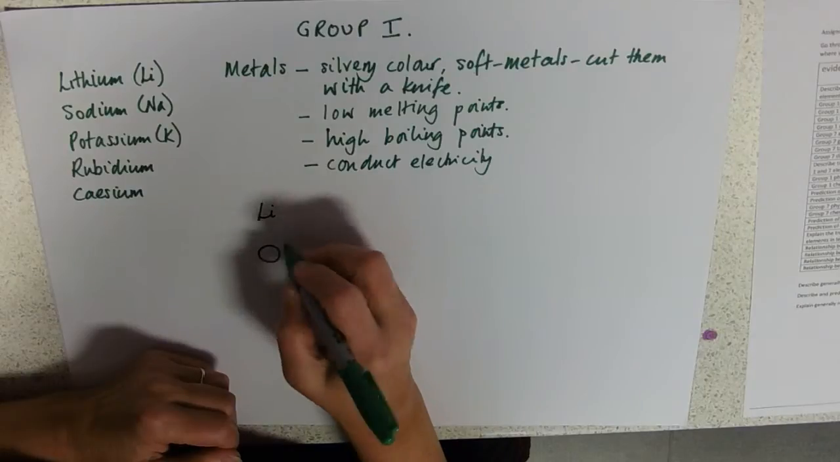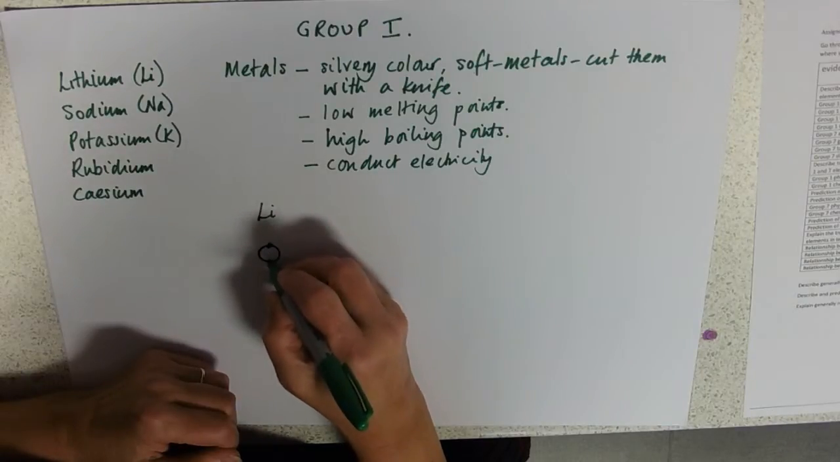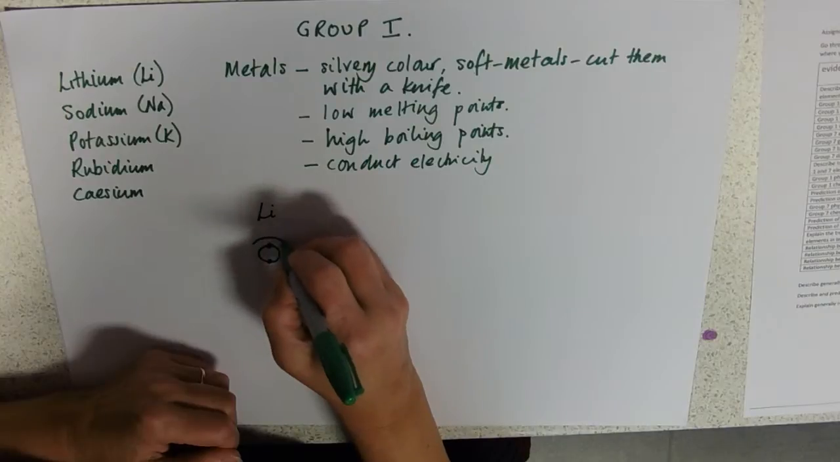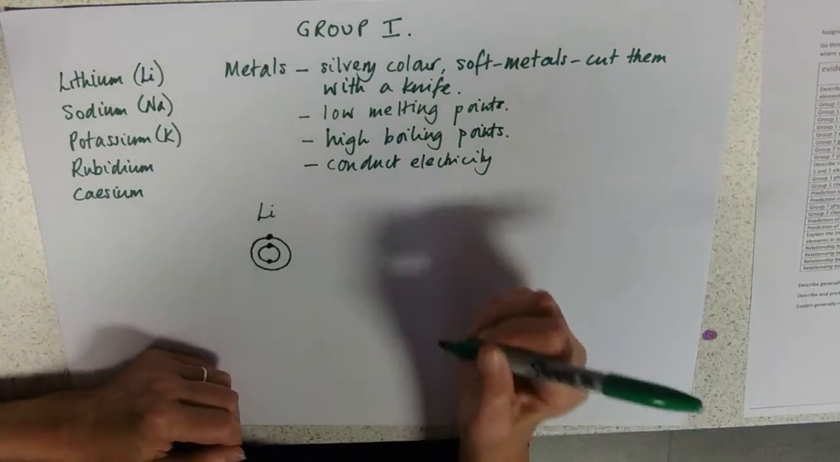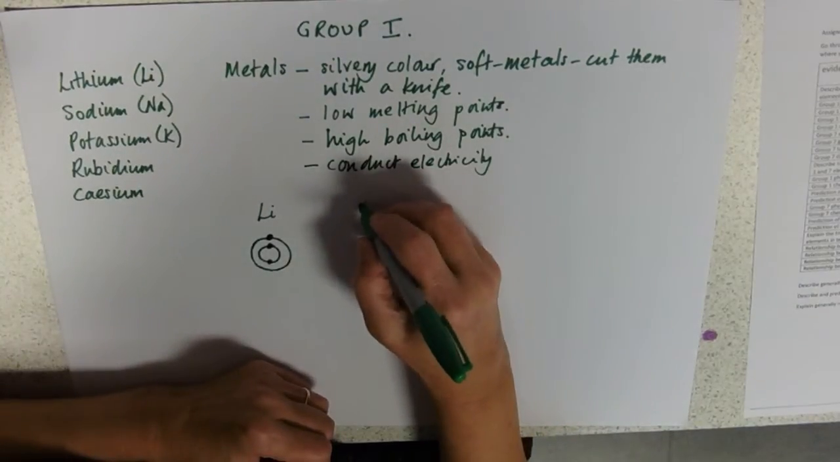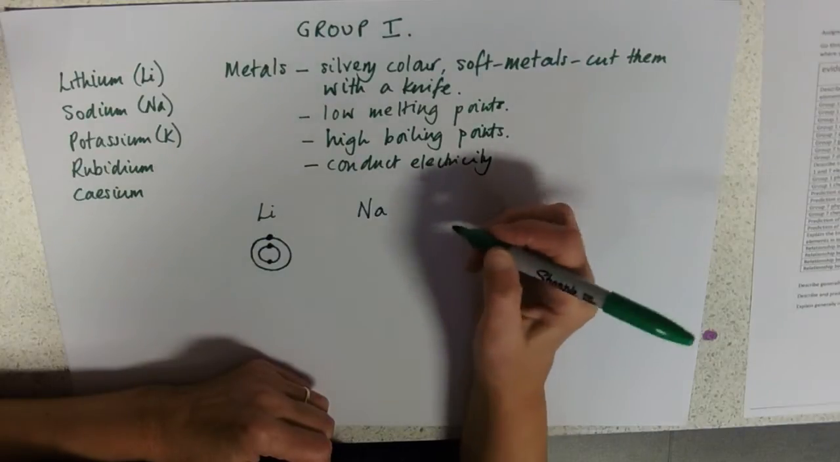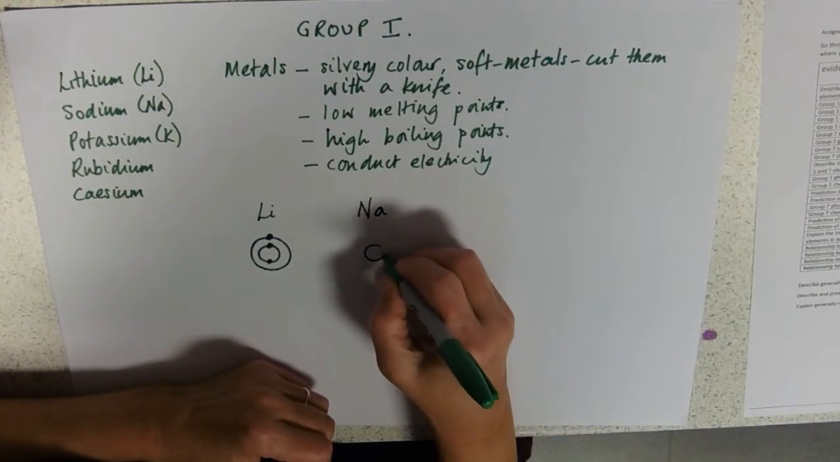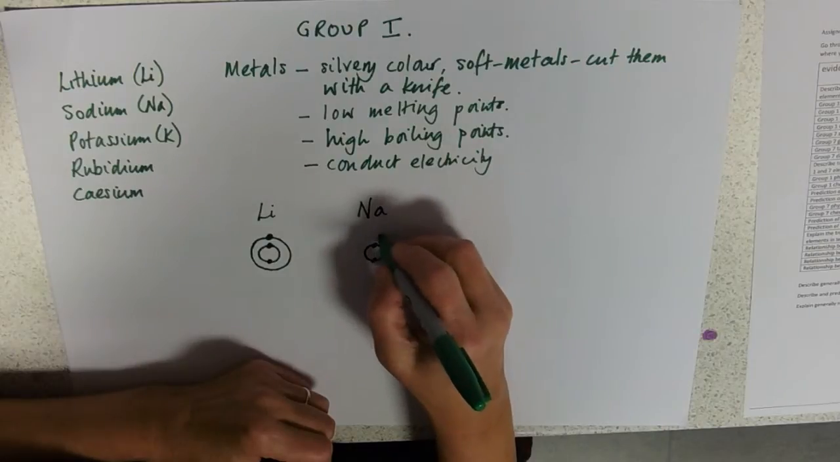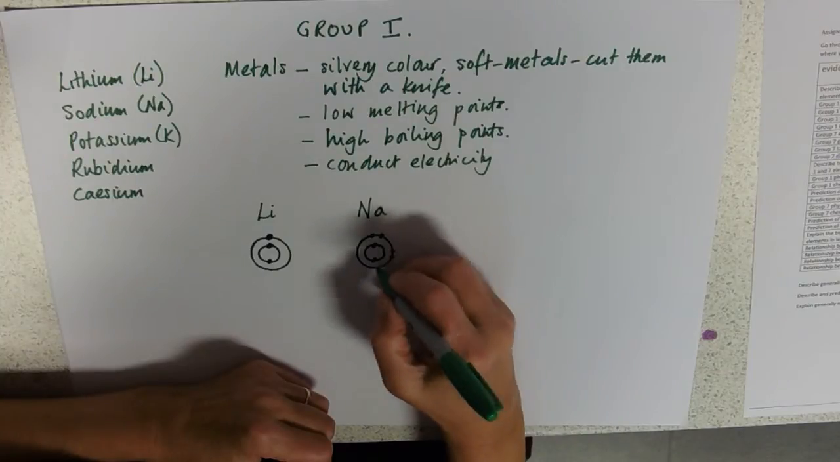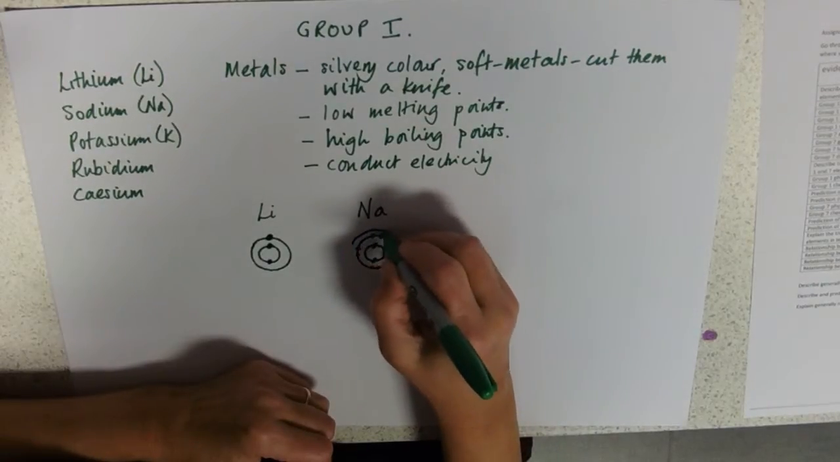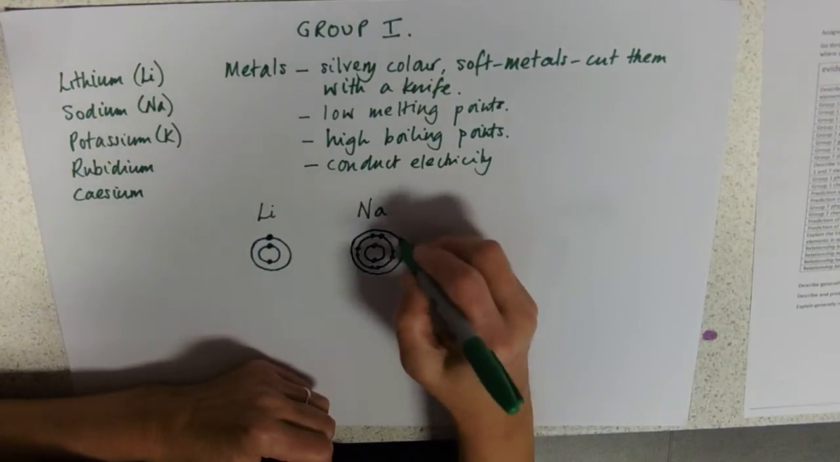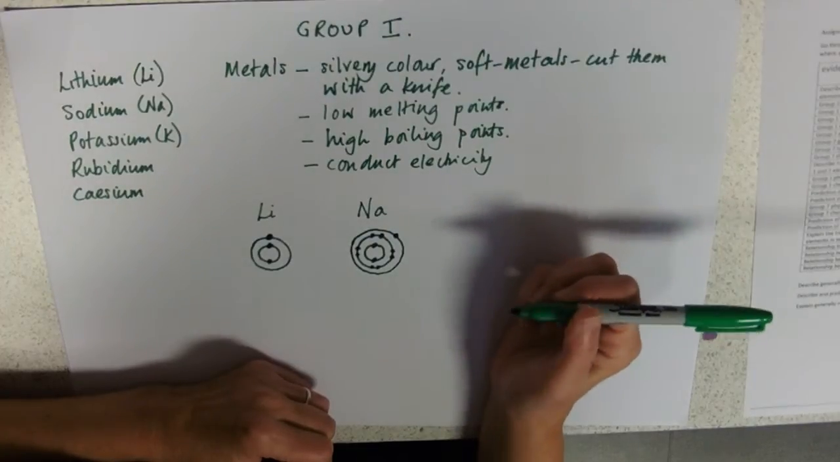So lithium has an atomic number of 3. That means it's got 3 protons and it's got 3 electrons. And in its electron shells, it's got 1 on the outside. Sodium, a little bit bigger. So this has got 2 electrons, followed by 8 electrons, 1, 2, 3, 4, 5, 6, 7, 8, and then again on the outside it's got 1 electron.